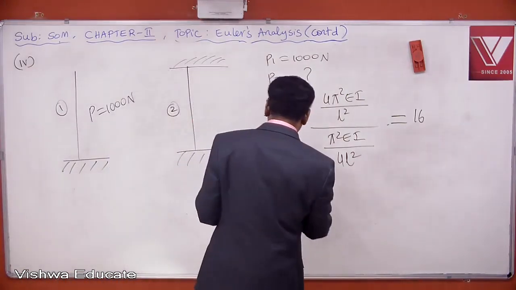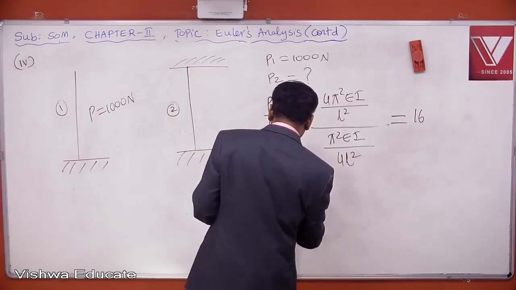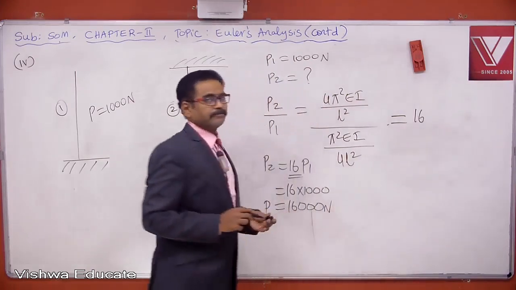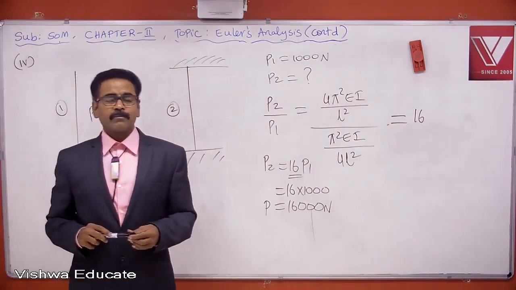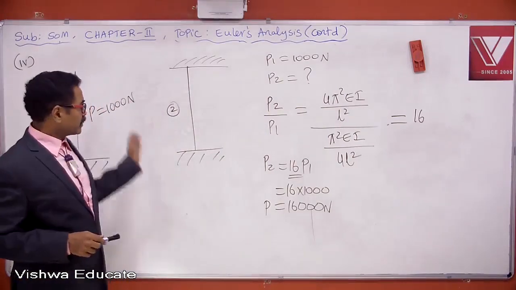Now what is P1 here? 1000. So 16 into 1000, 16,000 newtons. This is a very popular question. Please copy.